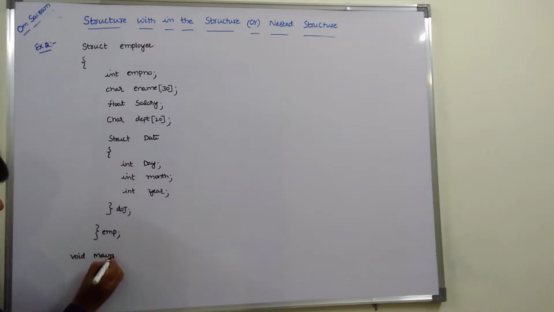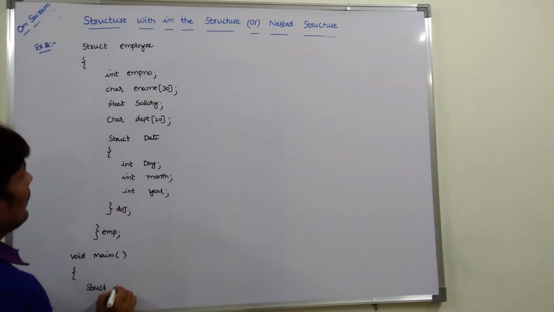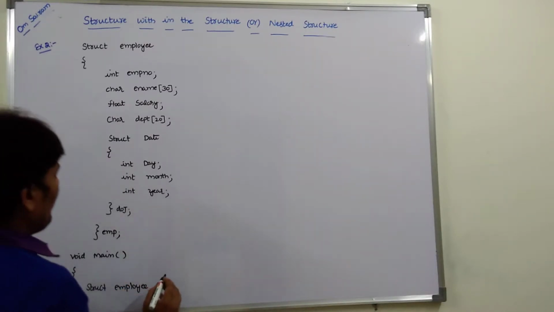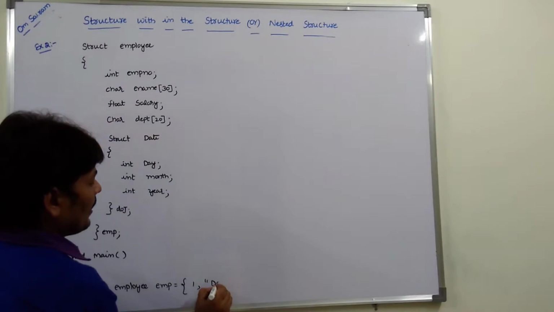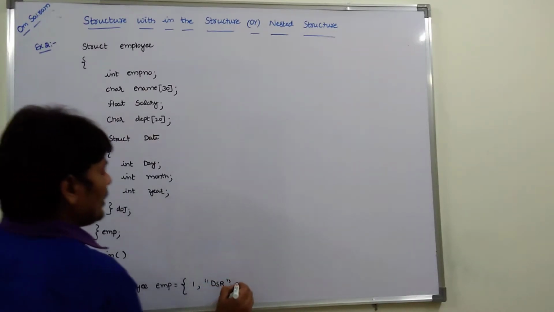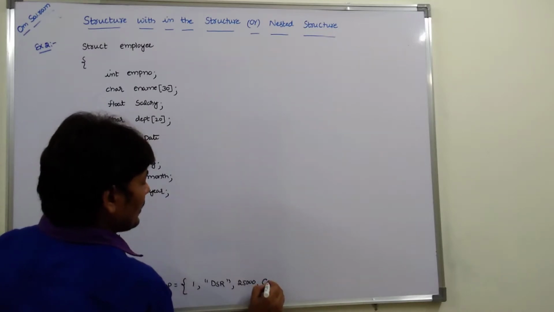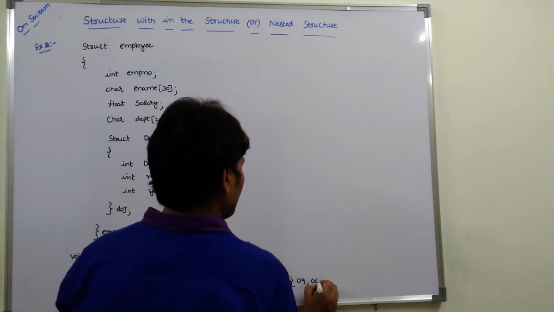Now void main. Struct employee emp is equal to: employee number is 1, name is TSR, salary is 25,000, department is CSE, and the date of joining is 9/06/2014.